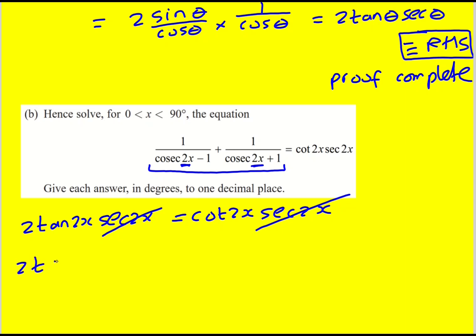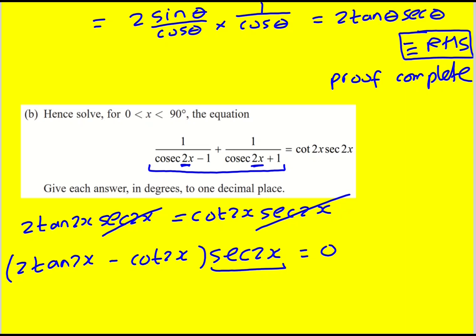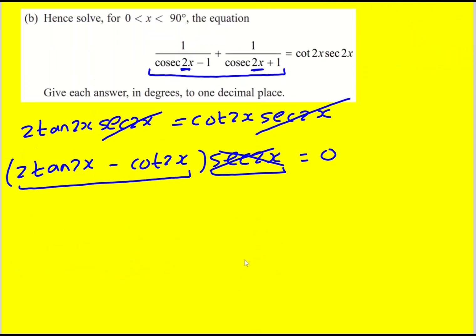You might be a bit happier minusing these two, and then factorizing the sec 2x out, and then thinking, right, this is either equal to 0 or this is equal to 0, but you'll quickly see that there's no solution to that one, and we get to the same place. So 2 tan 2x is cot 2x. Right, where to go from here?